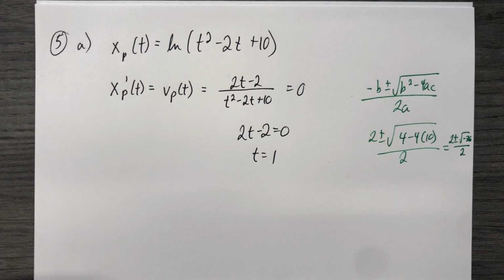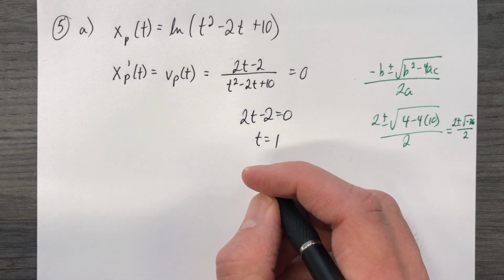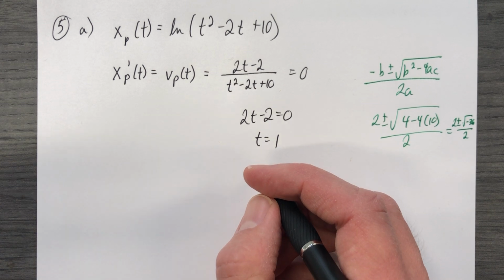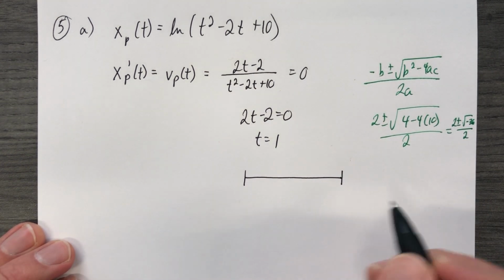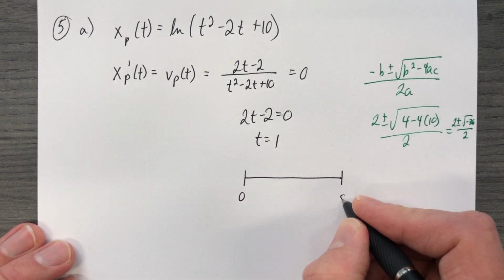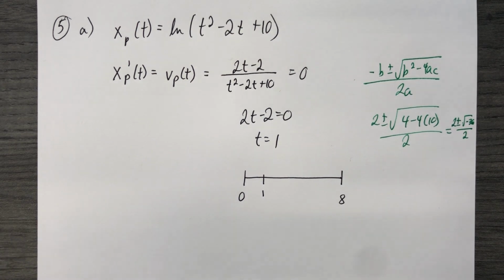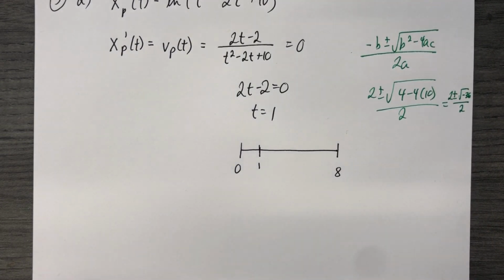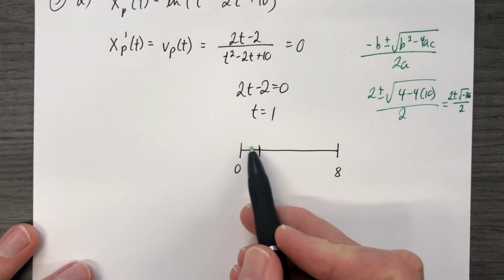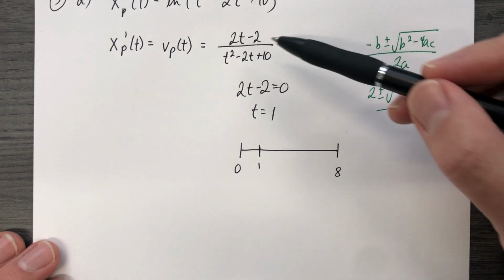So t equals 1. And what that means is we're going to find out where the particle is moving to the left and moving to the right based on a number line. Normally I'd go negative infinity to infinity, but we're going 0 to 8. And to be more specific, we're going 0 to 8 with a potential critical point at 1. So our derivative equals 0 at 1. So I want to know what happens here and what happens here. So we're going to plug in values into the derivative. It's got to be the full derivative.